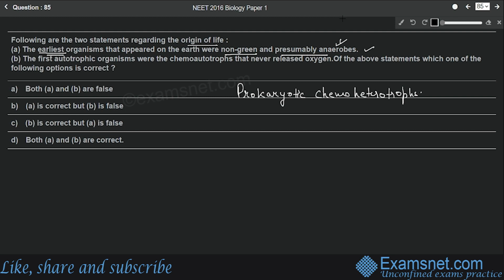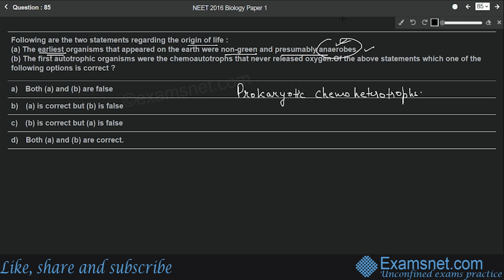They could not make their own food, right? And they were anaerobes, presumably, because at that time oxygen was not available on the surface of the earth. Therefore, obviously, the organisms which could survive without oxygen were present. So they were anaerobes as well. So the first statement is correct.